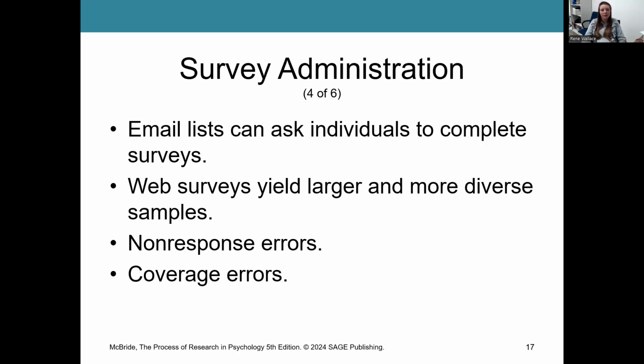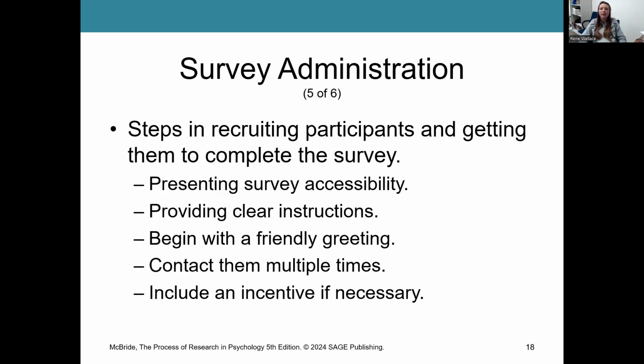Then there's non-response errors and coverage errors. So people just didn't reply, but it threw off your data, or maybe you missed some section. So how can you recruit them and get them to complete your survey?